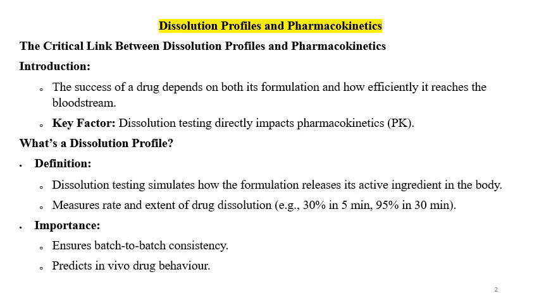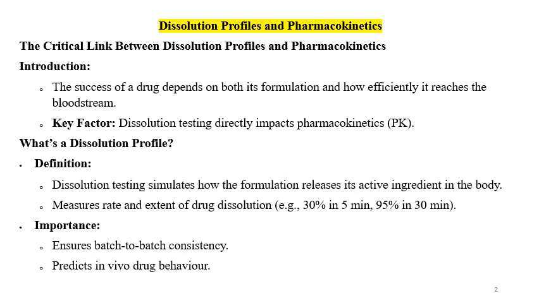So the dissolution profiles give you information regarding how the formulation behaves in vitro, or how the formulation releases the drug in vitro. The success of the drug depends on both its formulation and how efficiently it reaches the bloodstream. Dissolution testing directly impacts the pharmacokinetics.